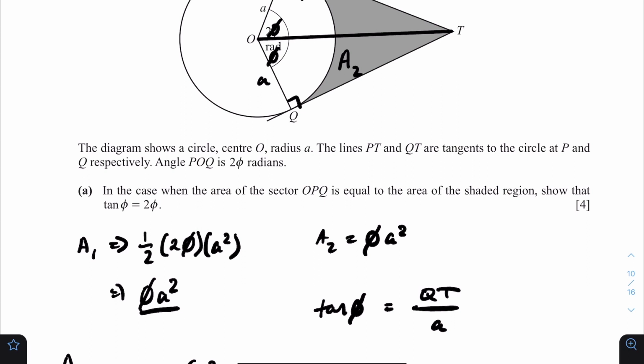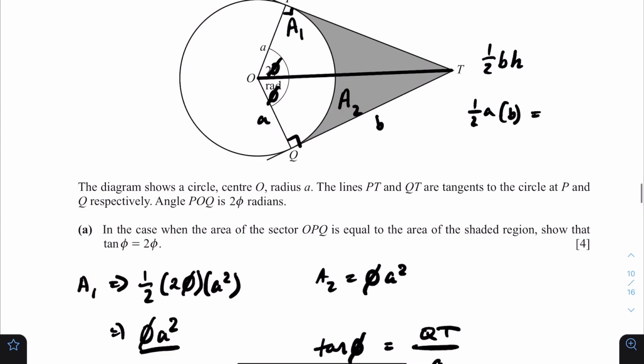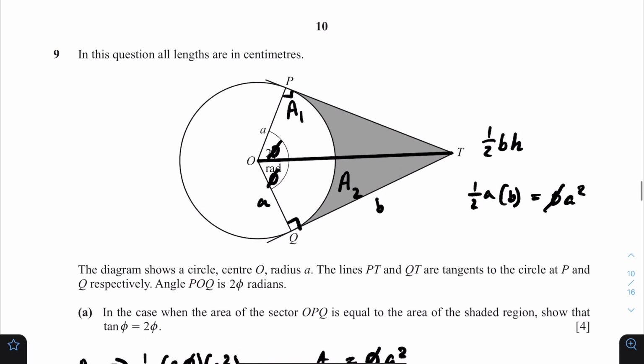So let's assume that we know the area of a triangle with a 90-degree angle is half base times height. We know that OQ, which is the height, is A. So we need to know what the base is, which we can denote as QT. So half times A times B is equal to phi A squared. So we know that half B, we can just cancel out one A, is equal to phi A. And therefore, B is equal to 2 phi A.